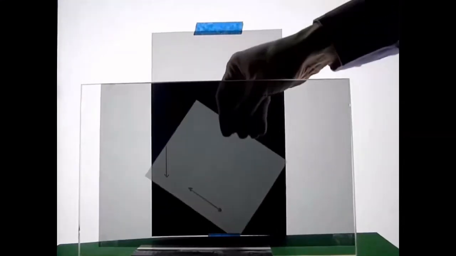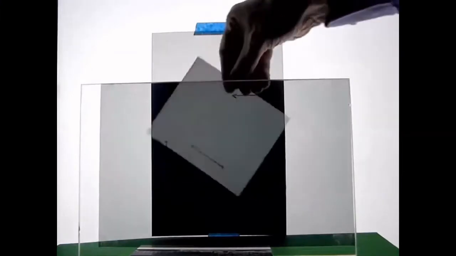Now I'm going to put a horizontal polarizer on a stand here in the foreground, so I have a hand free to introduce a third polarizer, a small one, in between the first two. Notice that some light gets through when the small polarizer is diagonal, but no light gets through when the small polarizer is either vertical or horizontal.